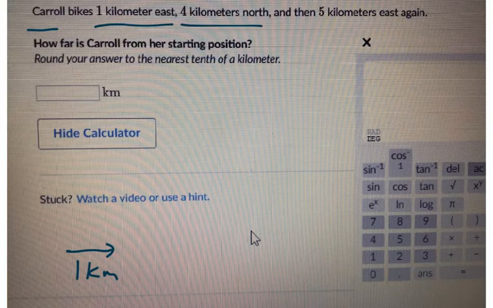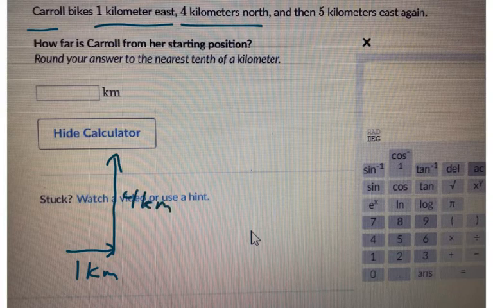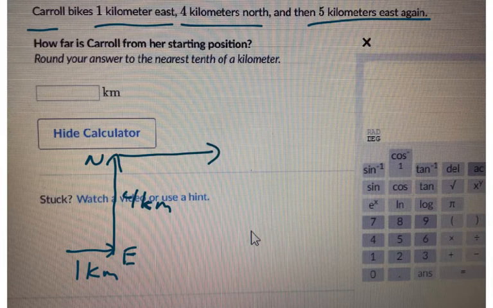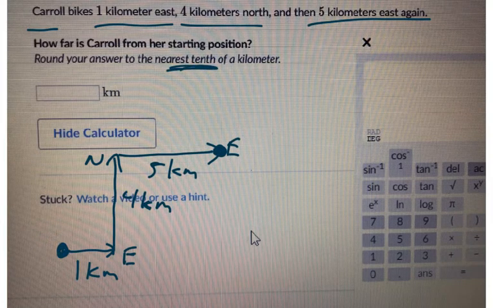Now it says here, 4 kilometers north, because this would be north, that would be east, right? And then 5 kilometers east again. So that's our sketch. The question is, she started here, right? How far is that from where she ended up there? And notice it says this time to the nearest tenth, so I didn't screw up and chop that off of my picture like the last problem. But anyways, we want to know what this distance is.